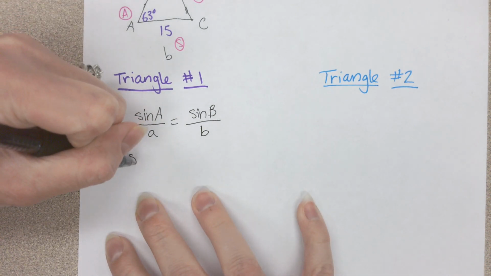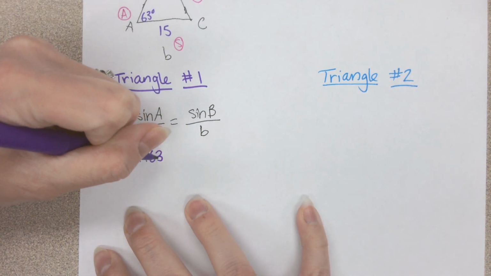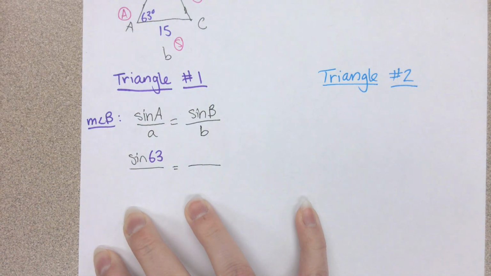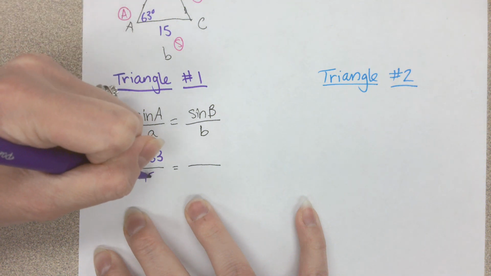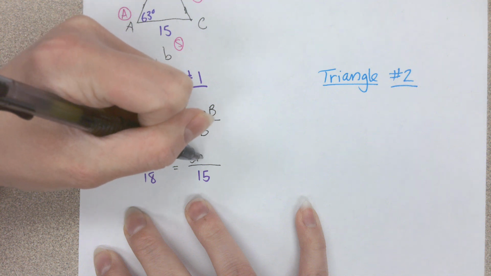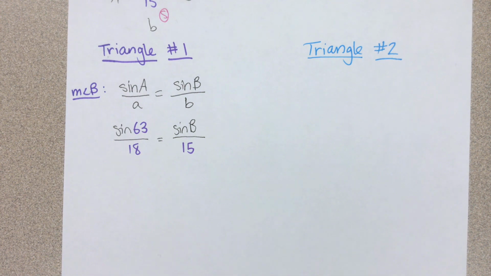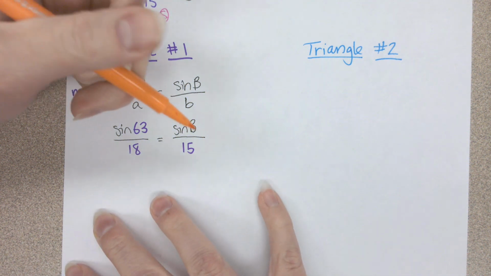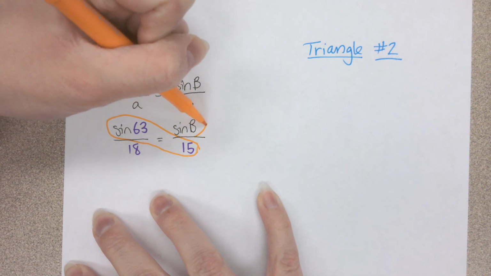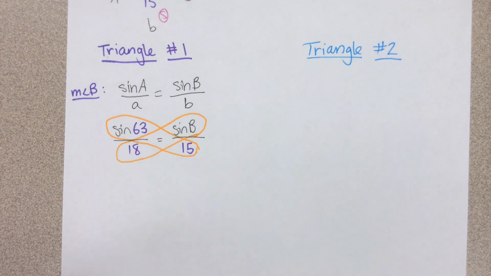Filling in our numbers, we have sine of A is 63 over little a is 18, little b is 15, and then we don't know angle B, so this will stay sine of B. Next we cross multiply. I will show the algebra fully on here one time for this. Any other problems that I have to solve like this, I'm just going to do the shortened version.